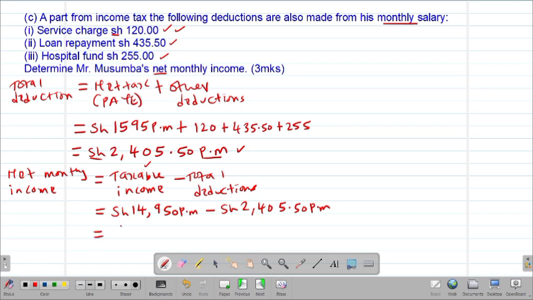So you get the difference between these two, 14,950 minus 2,405.50, your calculator will give you 12,544 and 50 cents. Of course, this is shillings per month. So we have 12,544 and 50 cents.